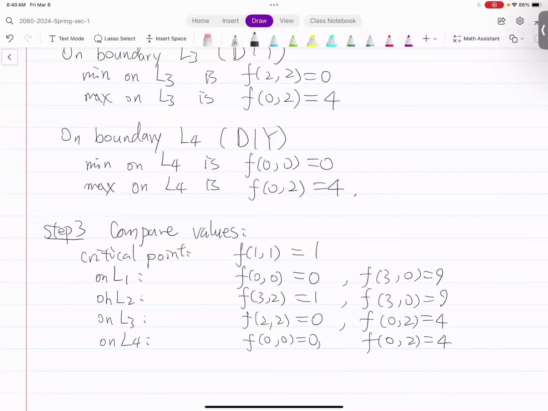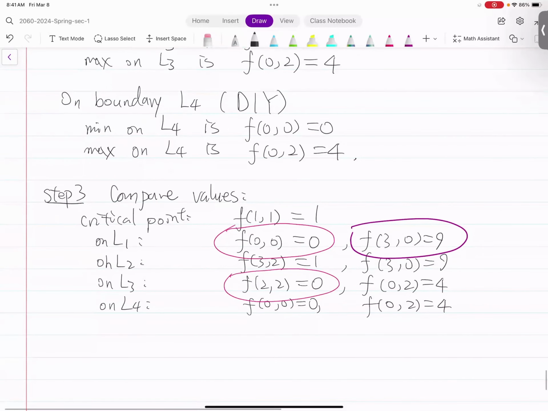And then we just compare, right? So the minimum possible output is attained as 0. And we have (0, 0) as an input and (2, 2) as another input, right? So we see that there are 2 absolute minimum points. And then the maximum output is attained at 9. The value is 9, and we have only 1. Okay, so then that's the conclusion.